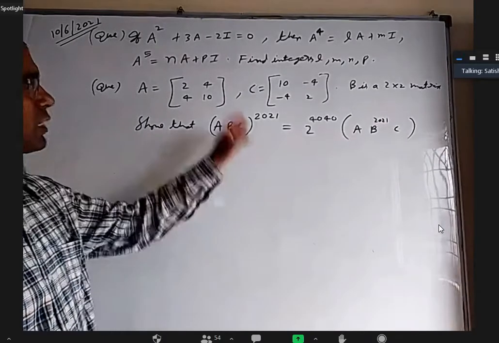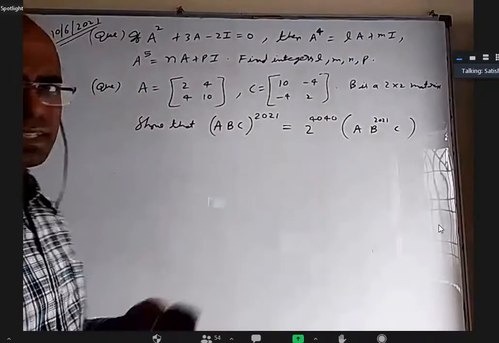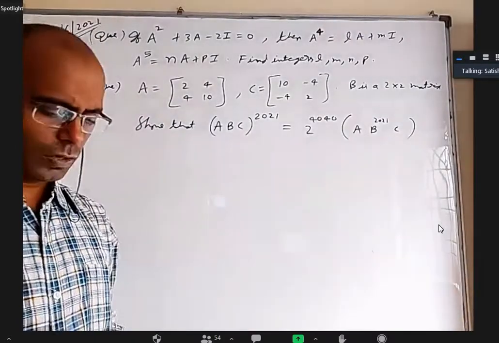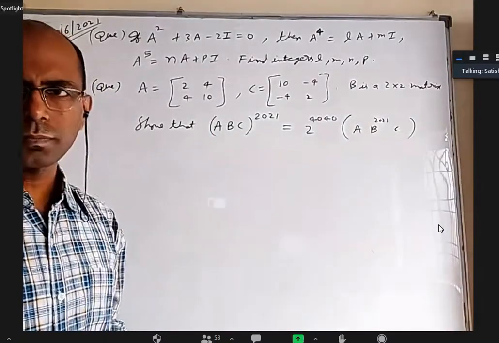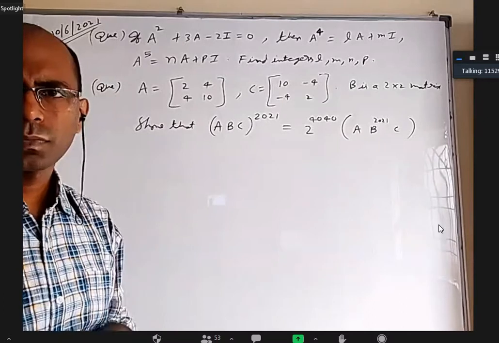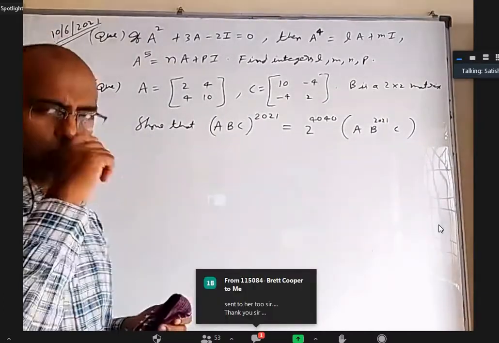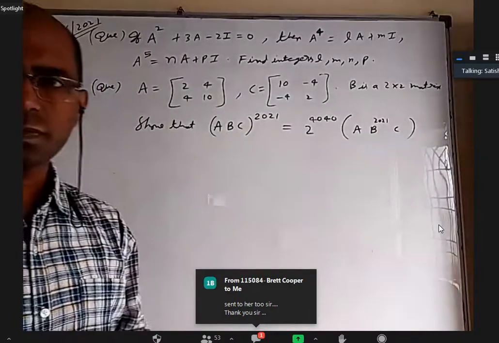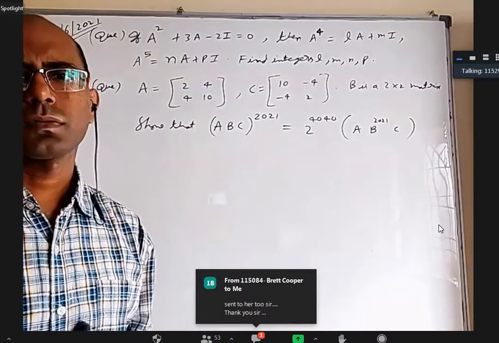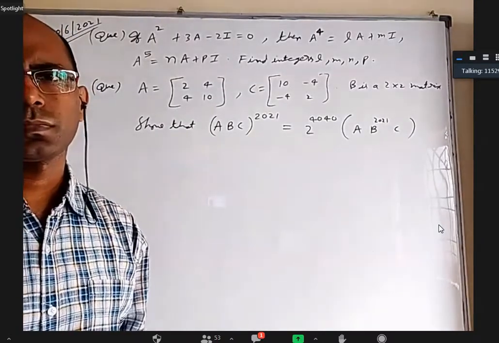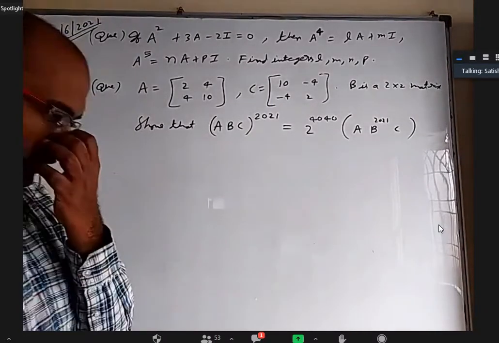Now, this question may look like, what is this, ABC whole power 2021, big powers. Frankly, some questions look very big, but actually they are not. Anybody got some idea about how to proceed with this question? Sir, first we should take simple cases, like bring the square. If we experiment with ABC cube or ABC to the power of 4, then we might get some ideas, sir. Okay, but B is not given to us.